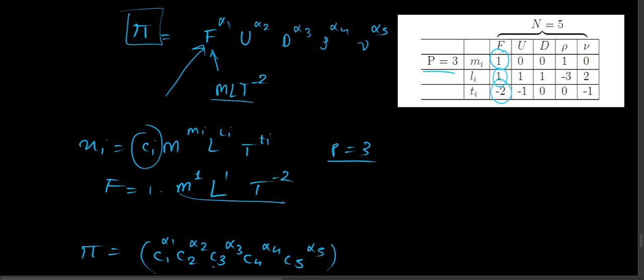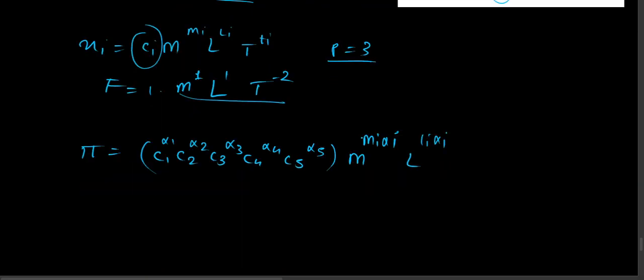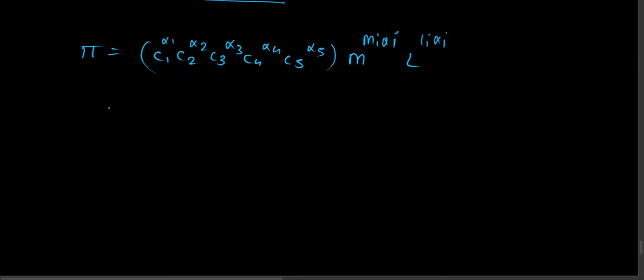I don't care much about the constants here because a constant is dimensionless anyway, so it's of no use solving for them. Then what I'll have is M raised to Mi alpha i, L raised to Li alpha i, and so on. At the end, what I want to find is that the sum of alpha i Mi must be equal to 0, the sum of alpha i Li must be equal to 0, and of course T raised to alpha i Ti should also be equal to 0, the summation of everything which we got.